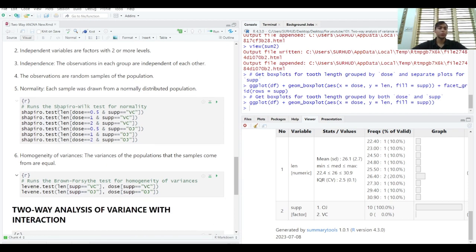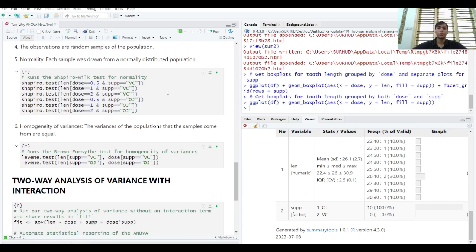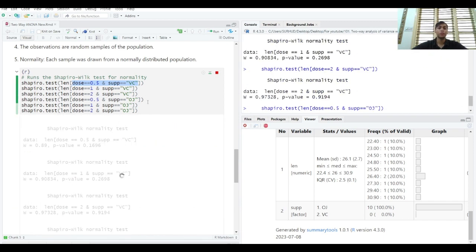Now these are two assumptions we can test statistically. Each sample was drawn from a normally distributed population, the assumption of normality. We can run the Shapiro-Wilk test, which is a statistical test to check this assumption, or we can visualize data using histograms or QQ plots. We'll run the Shapiro-Wilk test for this tutorial, and for each group, so each sample for two-way analysis of variance means those guinea pigs given 0.5 milligram per day through vitamin C, 0.5 milligram per day through orange juice, similarly for 1 milligram per day, 2 milligram per day.